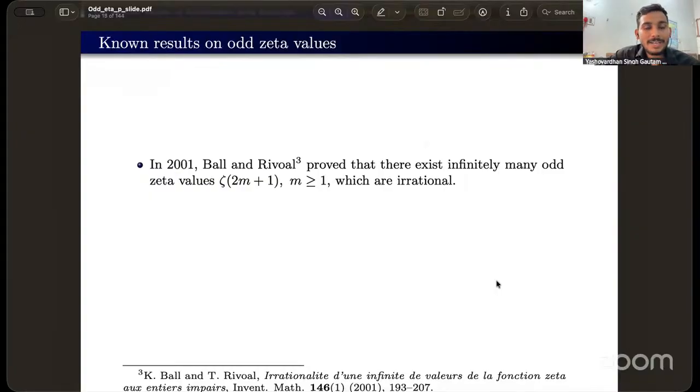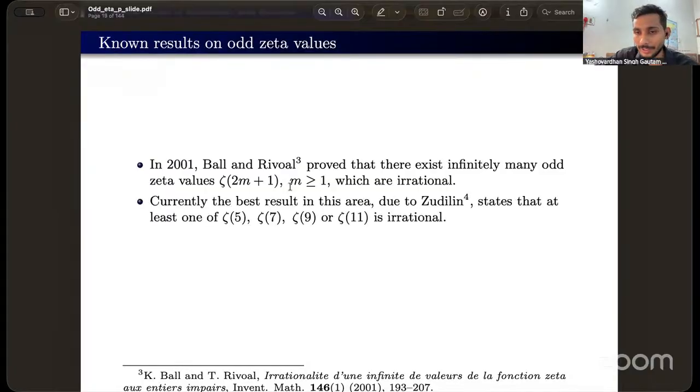Now, what is new? After him, we have some new results in the same direction. In 2001, these authors proved that there exist infinitely many zeta values, zeta of 2m plus 1, which are irrational. But we cannot say whether all of them are irrational, or specifically which ones are. The next result is due to Zudilin, who showed that at least one of zeta 5, zeta 7, zeta 9, or zeta 11 is irrational. But still, explicitly, we cannot say which one of them is irrational.